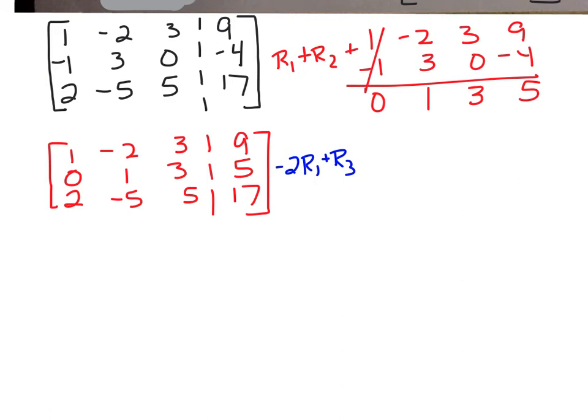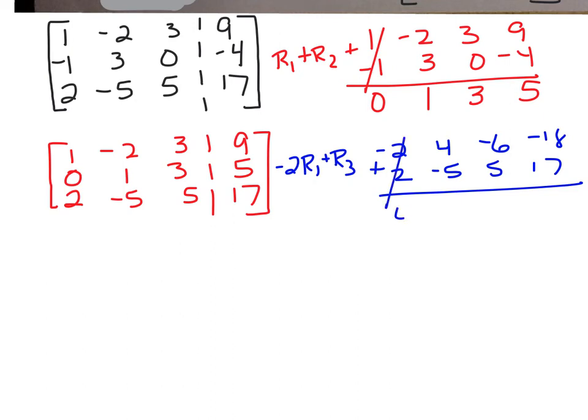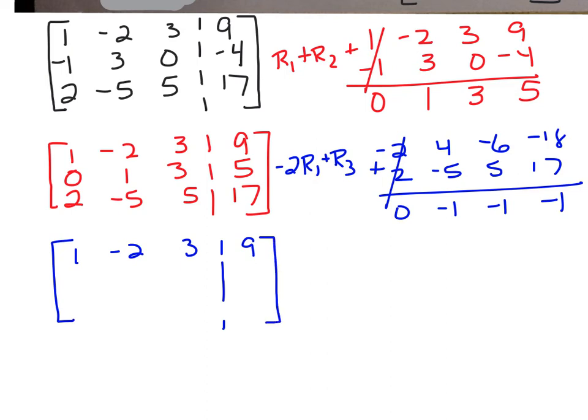So let's write down row 1 times negative 2. That's negative 2, 4, negative 6, negative 18. And write down row 3, which is 2, negative 5, 5, 17. And together we get 0, negative 1, negative 1, negative 1. So I have 1, negative 2, 3, 9; 0, 1, 3, 5. My new row 3 is 0, negative 1, negative 1, negative 1.